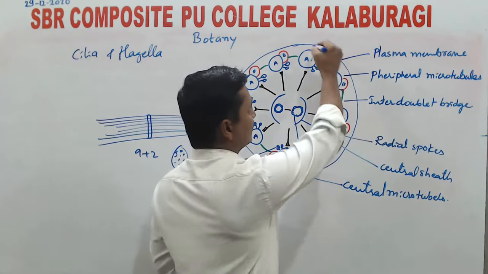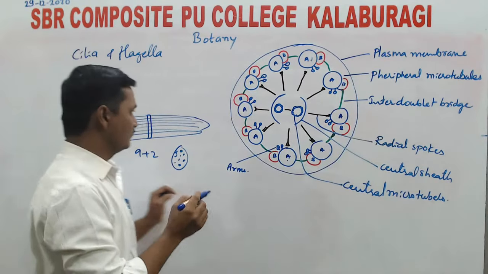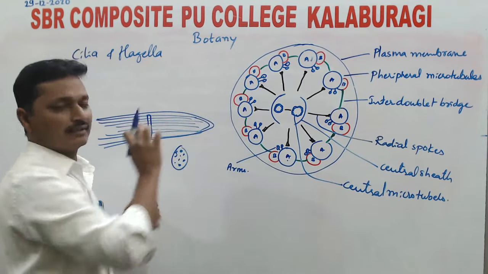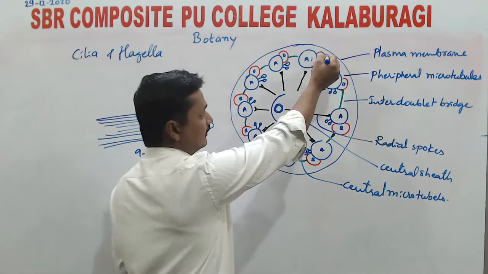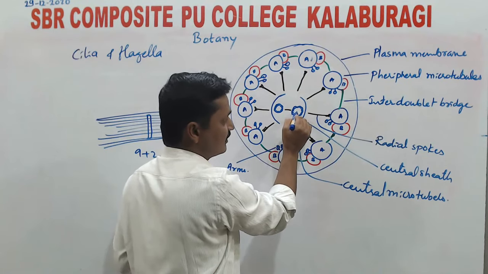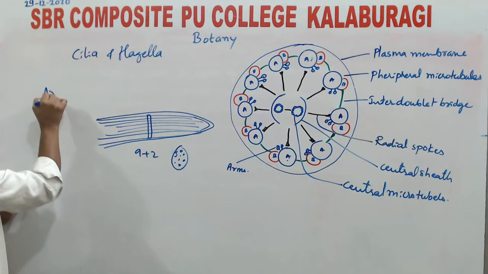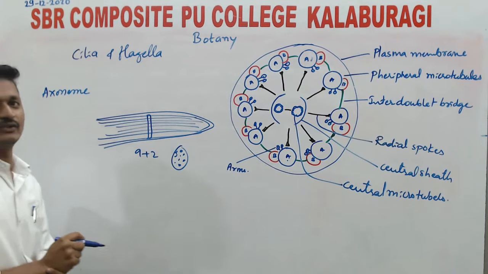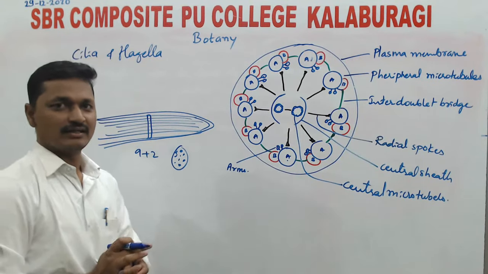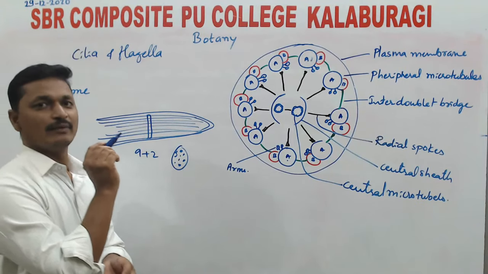See here, the outer covering of this cilium or flagellum is the plasma membrane. That plasma membrane also runs throughout the microtubules and completely covers them. The 9 peripheral microtubules and 2 central microtubules, with radial spokes, are collectively called the axoneme. Then how to define the axoneme? The axoneme means the central core of the cilia and flagella, made up of 9 plus 2, totally 11 microtubules.